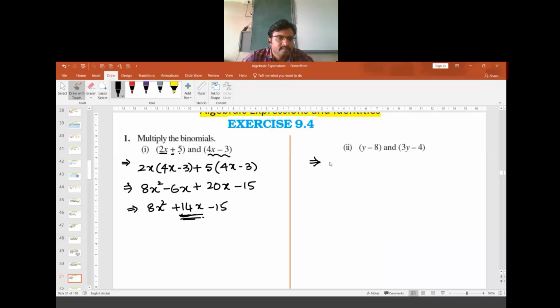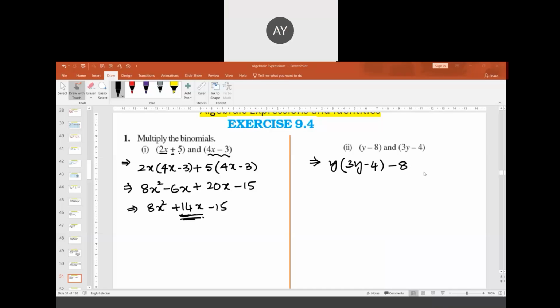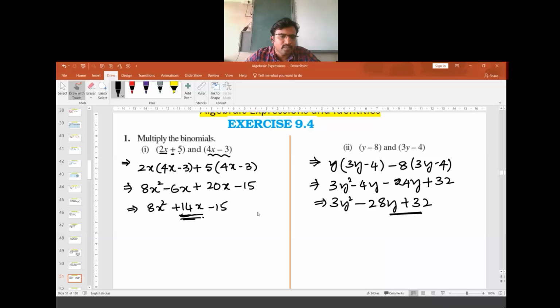Now coming to multiplication. It should be 3y square minus 28y plus 24. 3y minus 4 multiplied to y minus 8. So 3y square minus 24y minus 4y plus 32. Minus 28y plus 32.